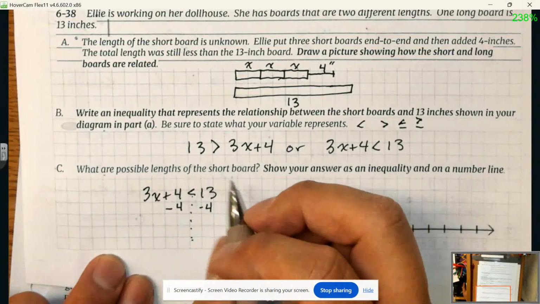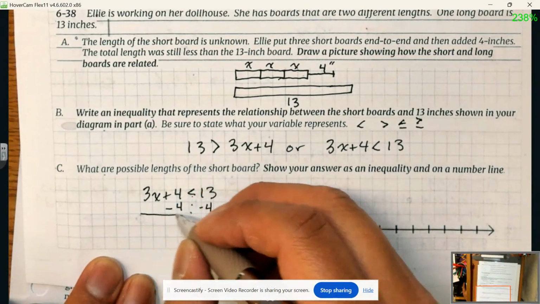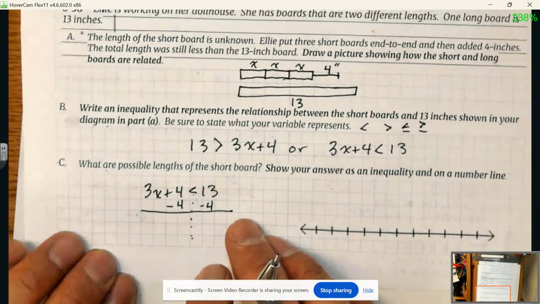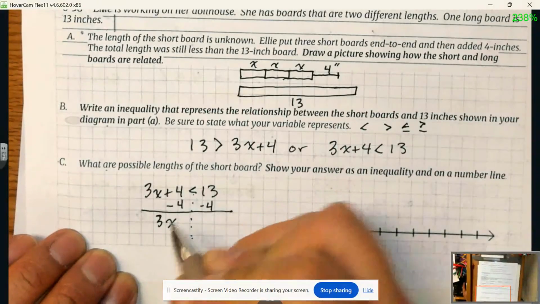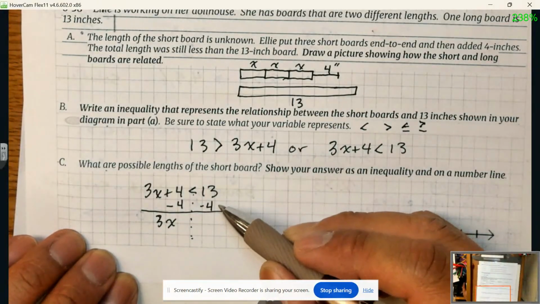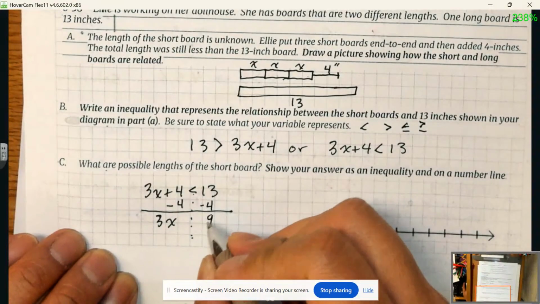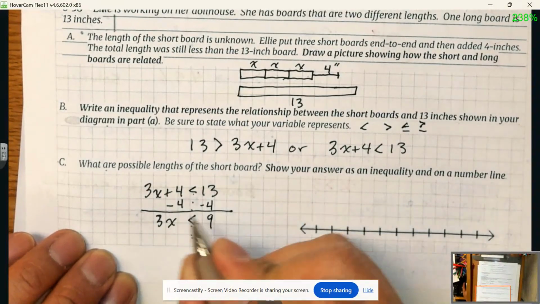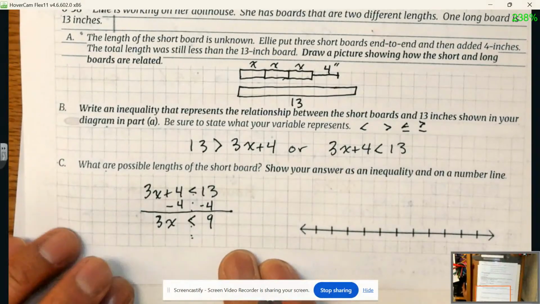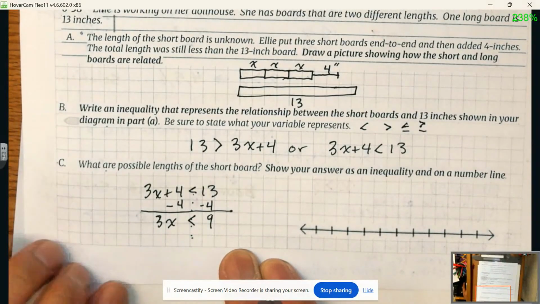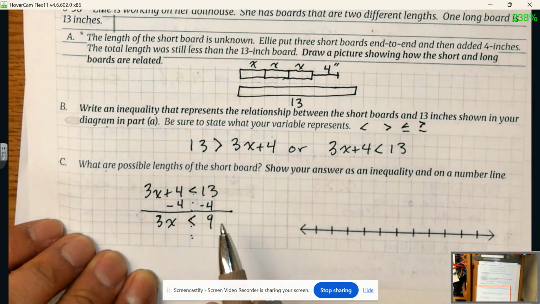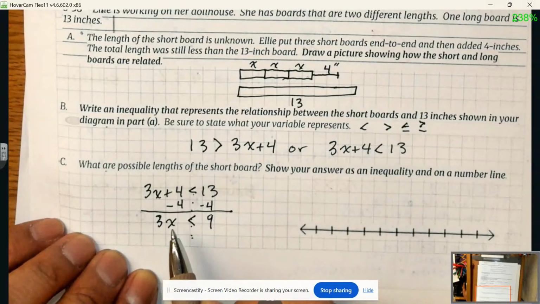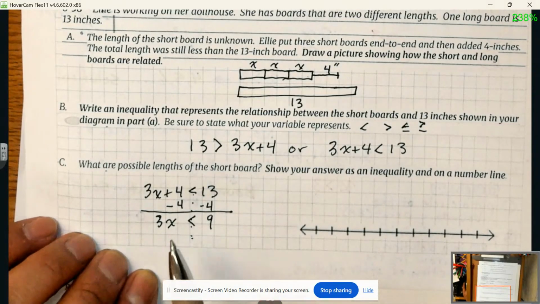And once we take away 4, we now have a new expression. We now have 3x, and on the right side, we still have 9 left here. Since that was a legal move, they have the same relationship. That did not change the relationship between the two. So 3 times what is less than 9? What value can this x be? Let's pick a value.